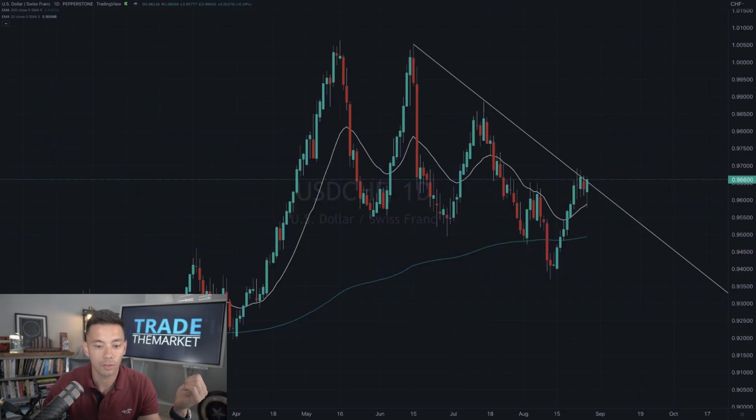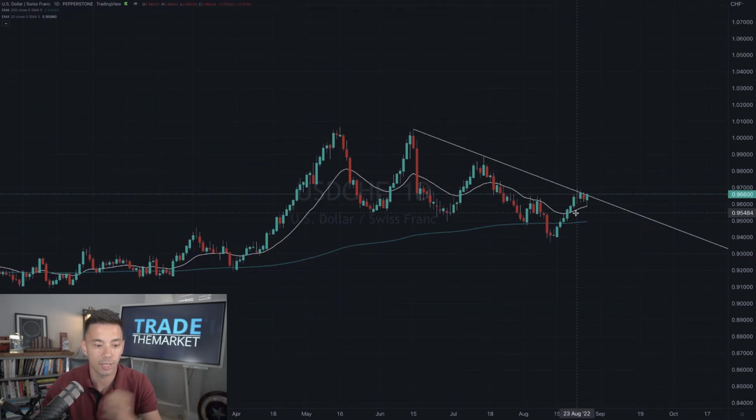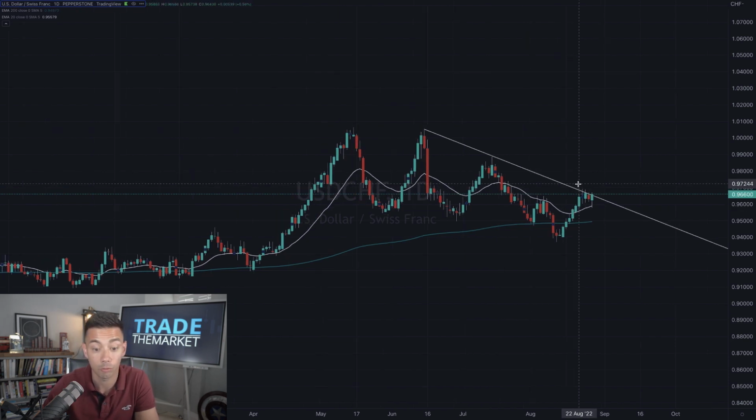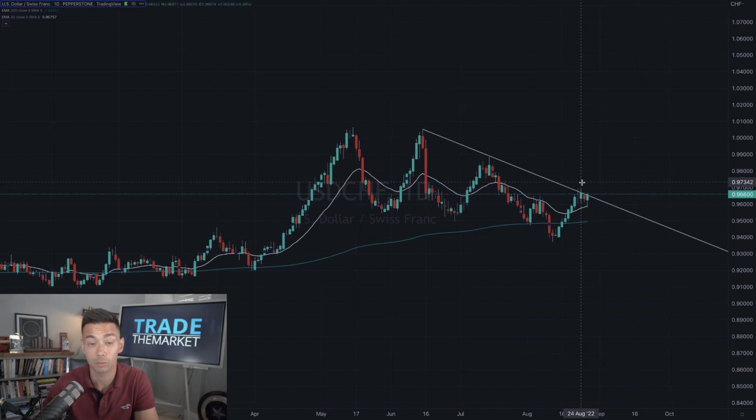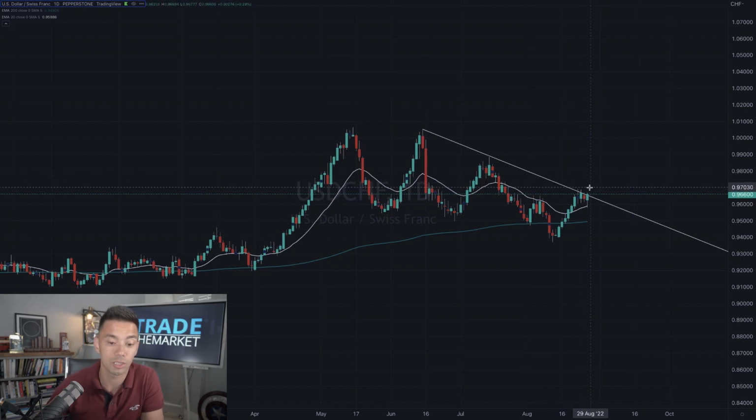Next one is the dollar franc. I've actually been in this trade for a little while now. I got long here at 0.9574. It kind of looked like it was doing really, really well. I then spent Tuesday, Wednesday, Thursday of last week just moving sideways, which is a little bit frustrating.